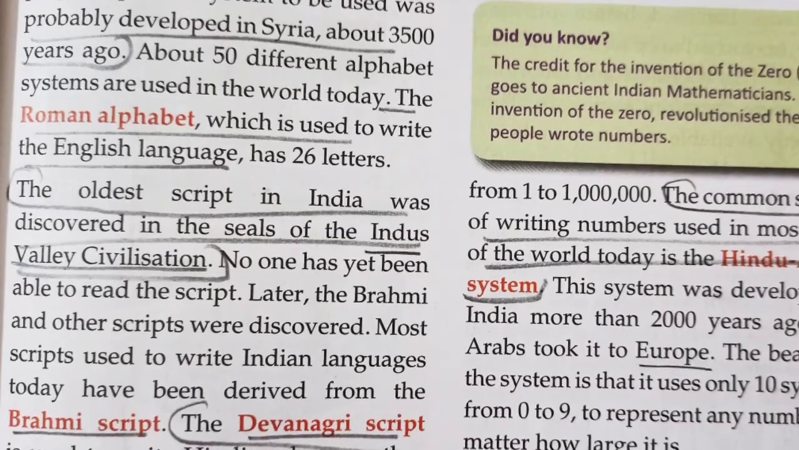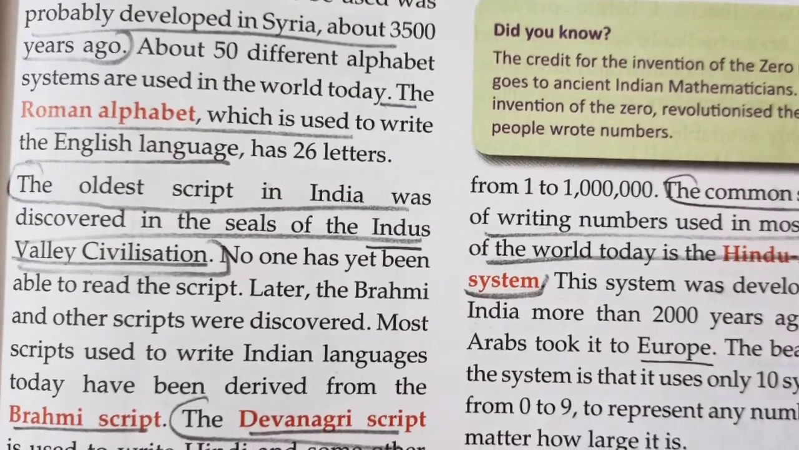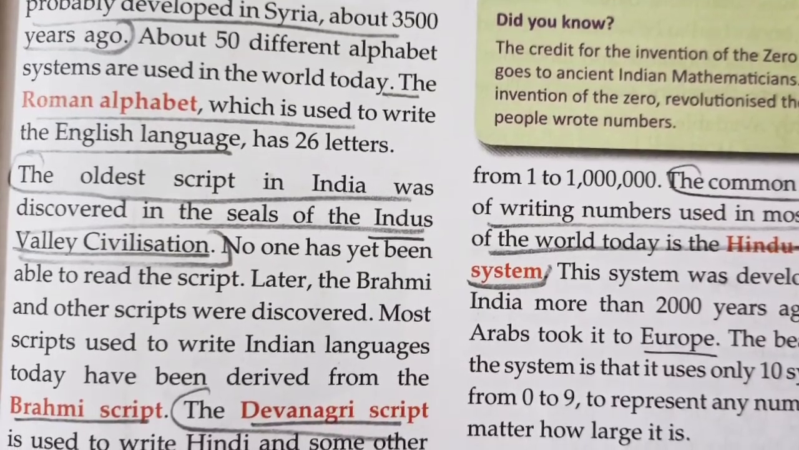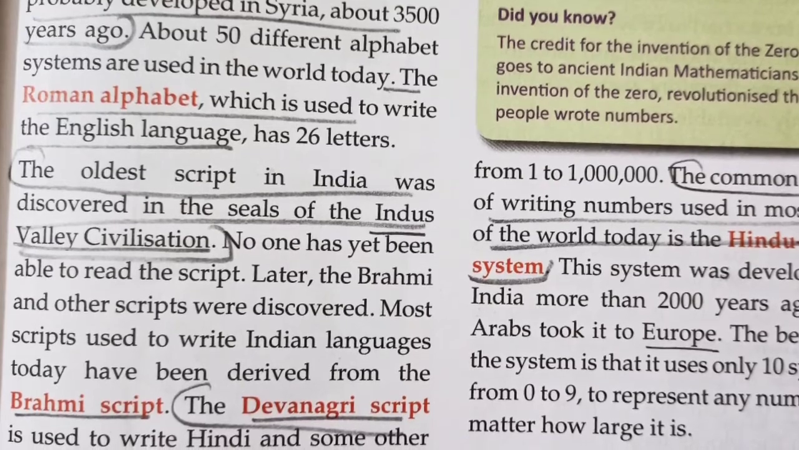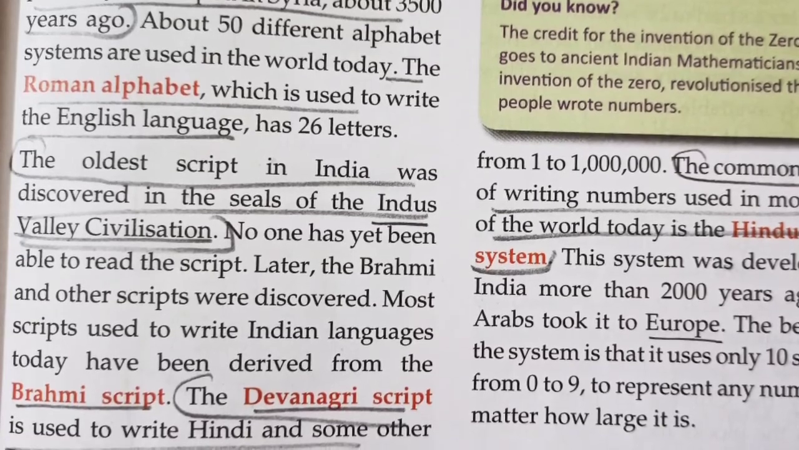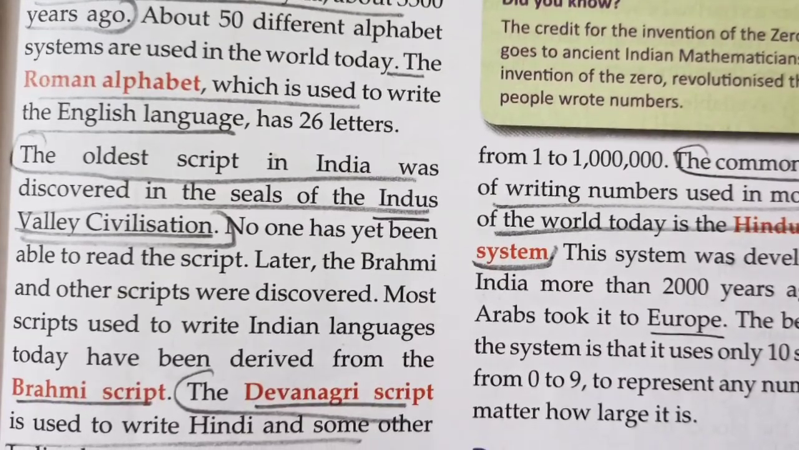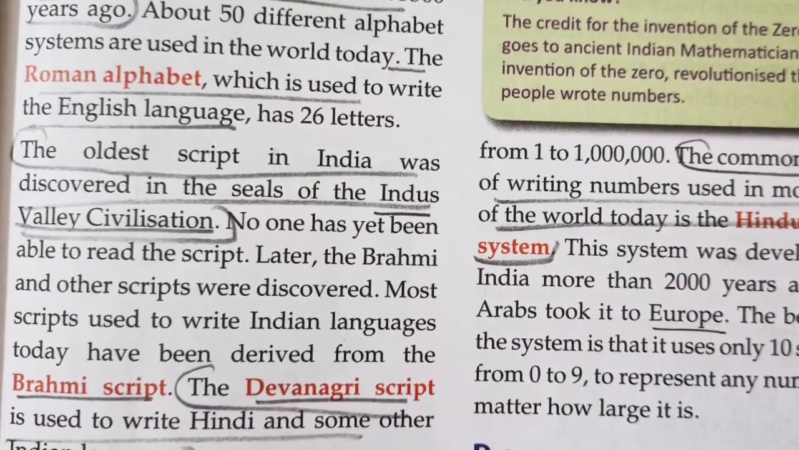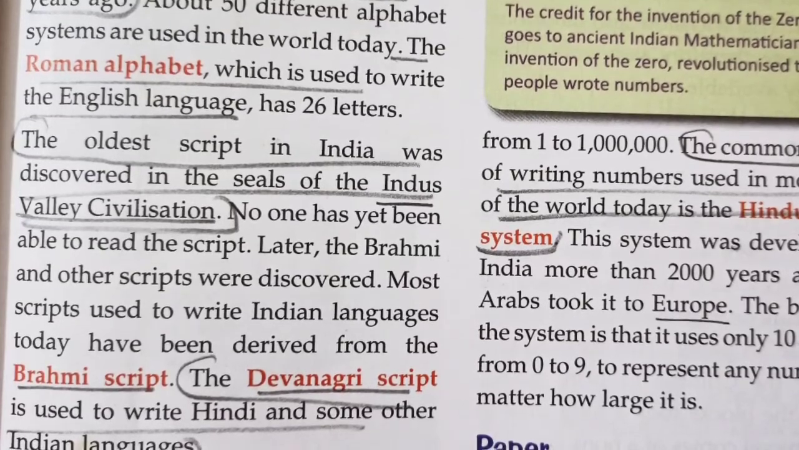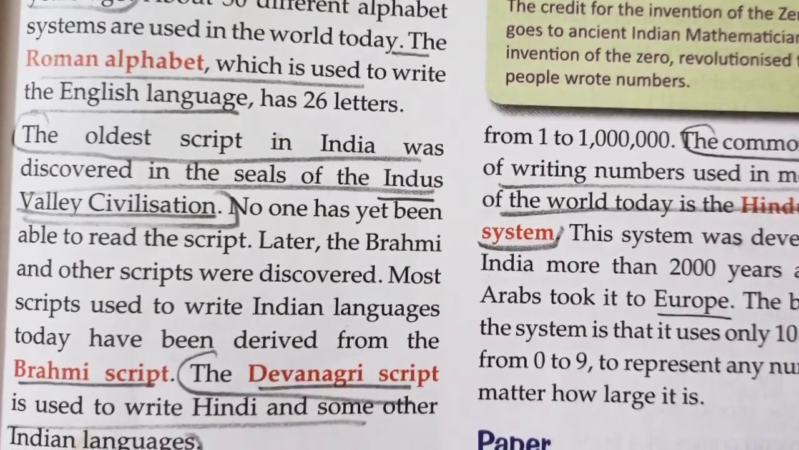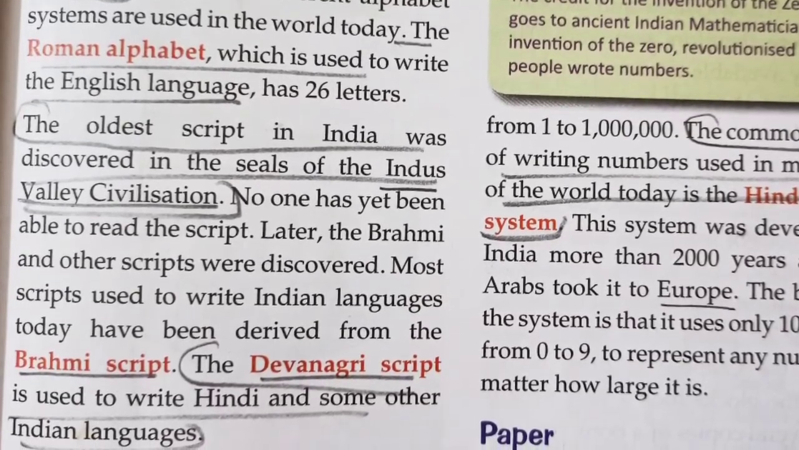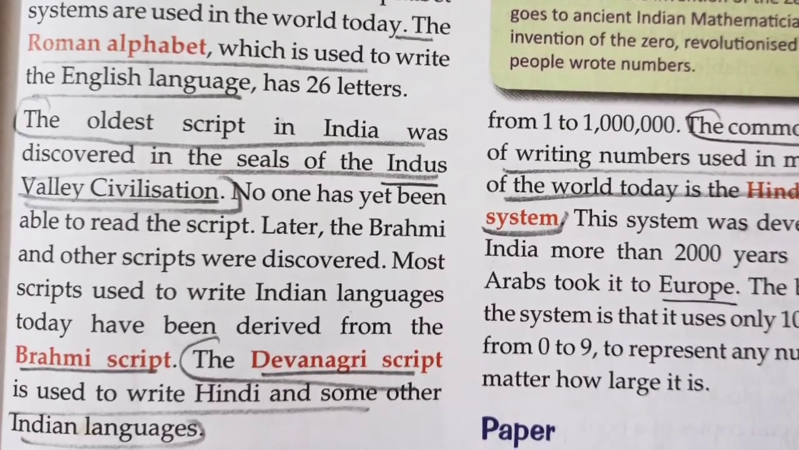The oldest script in India was discovered in the seals of the Indus Valley civilization. No one has yet been able to read that script. So the seals that we have found in the Indus Valley civilization, nobody is able to read them. Later, the Brahmi and other scripts were discovered. Most scripts used to write Indian languages today have been derived from the Brahmi script, and there are a lot of other scripts which have derived from the Brahmi script.